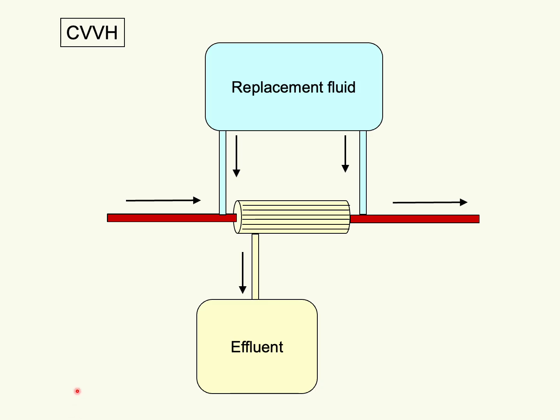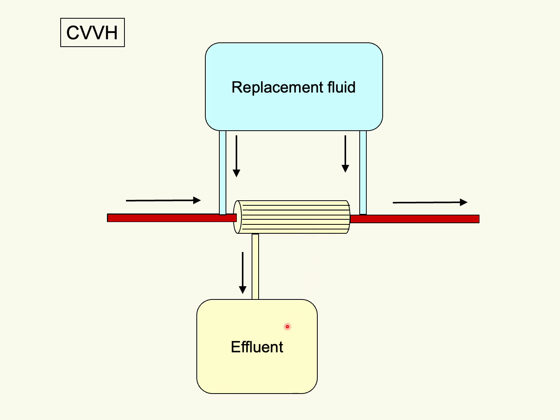Now let's look at CVVH. Here, the patient's blood again flows through a hollow fiber hemofilter, which is similar to a dialysis cartridge but a little smaller, since the blood flows needed for this 24-hour procedure are lower than those needed for a 4-hour dialysis. Negative pressure is applied to pull plasma water and solutes off by ultrafiltration and convection.